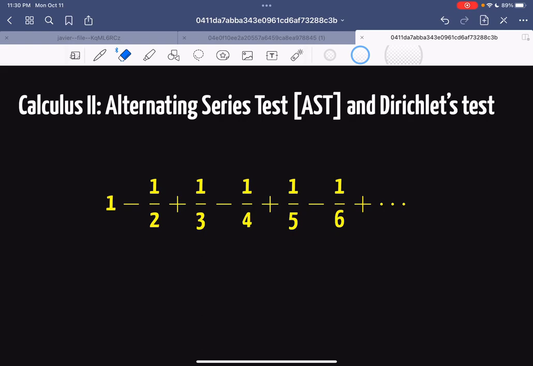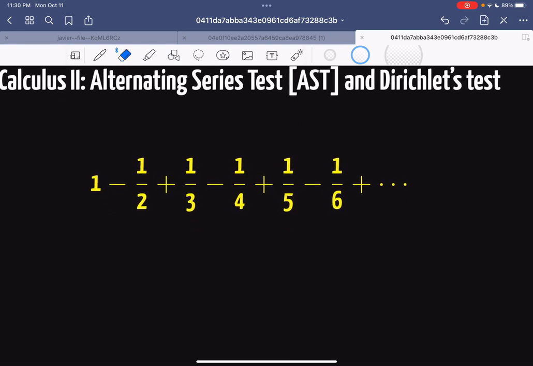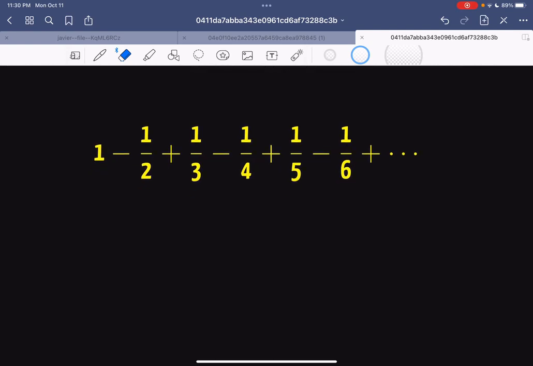Today we're doing the alternating series test and the Dirichlet test, which means good test. All right, so here's a really good series to start off with.